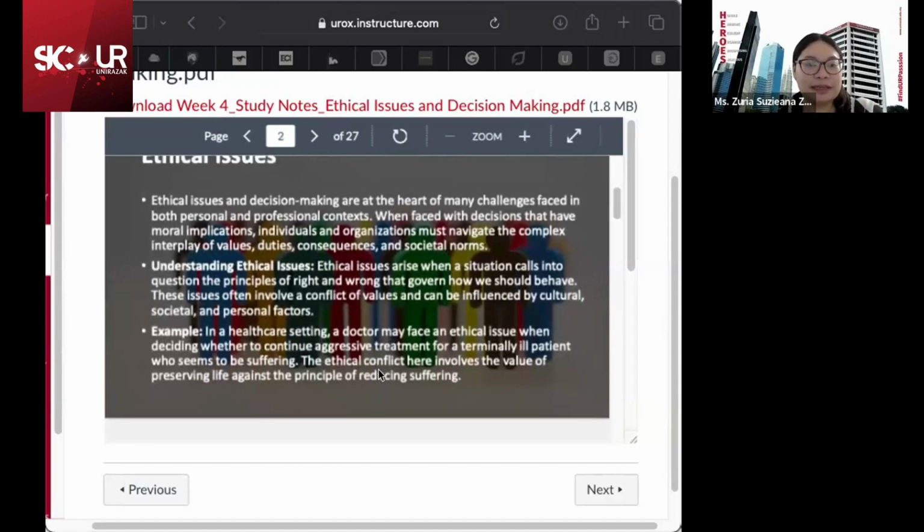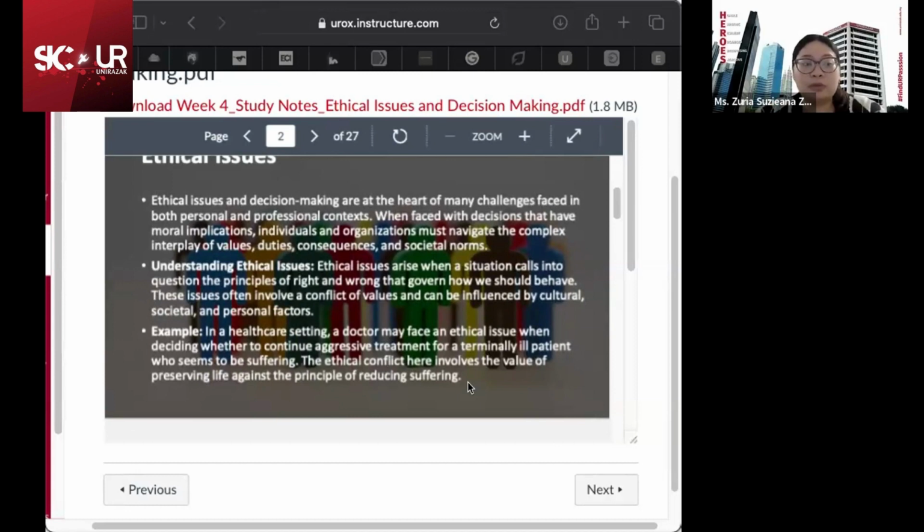So for example, in a healthcare setting, a doctor may face an ethical issue when deciding whether to continue aggressive treatment for a terminally ill patient who seems to be suffering. Okay, if they have a guideline on this, then they should go to the guideline. All right, they should go to the guideline.